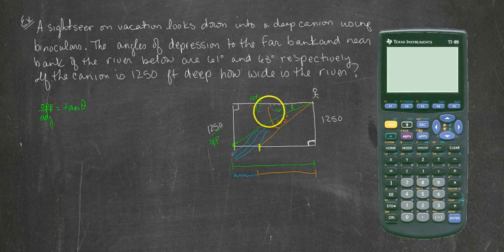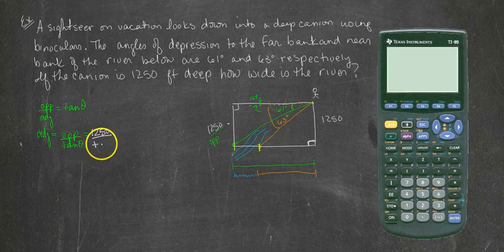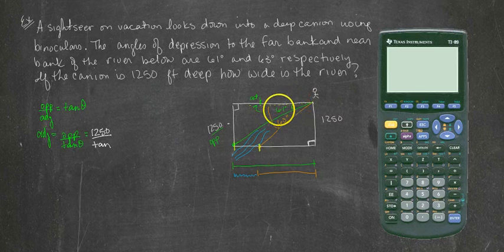And again, before I start plugging numbers in, I want to set it up. So I'm looking for adjacent. I'm going to multiply both sides by adjacent and then divide both sides by tan theta. And so I get adjacent equals opposite over tan theta. So now I can plug in my values. The opposite for the green triangle is 1250, and the tangent of the green angle is 61 degrees.